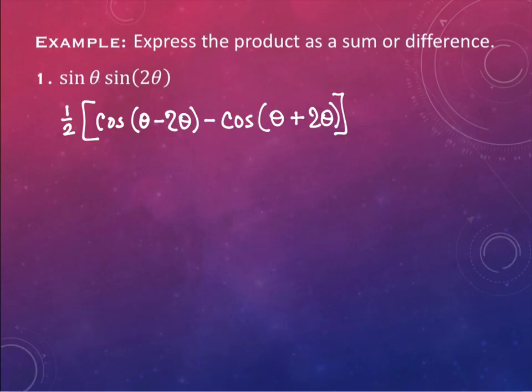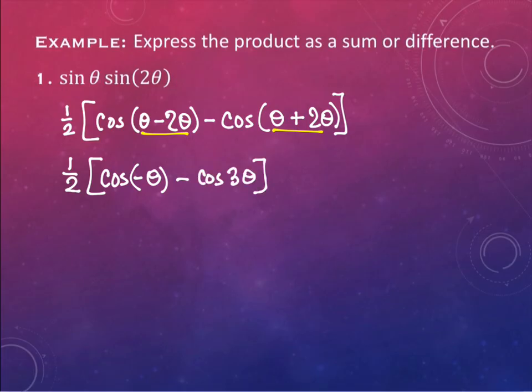We're not going to stop there. If we have the ability to simplify things, which we typically will, we will simplify. So what is theta minus 2 theta, this piece? That is negative theta. And then what is theta plus 2 theta? 3 theta.